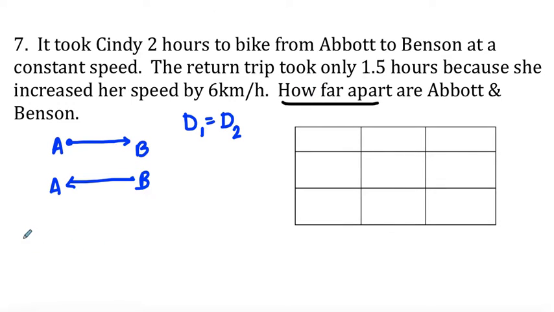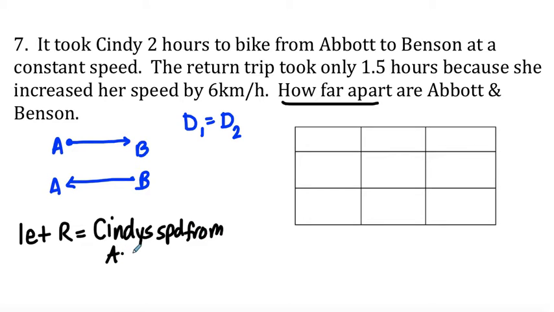So I'm going to let my variables equal the rate. I'm going to let R equal Cindy's rate, Cindy's speed, from Abbott to Benson. And on the way back, she increased her speed, so that's going to be R plus 6. She increased by 6, so from Benson to Abbott, that's her speed.